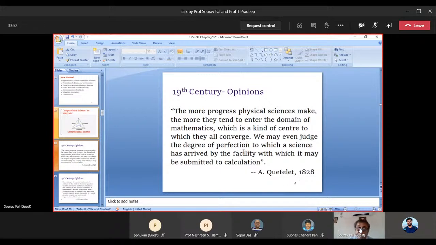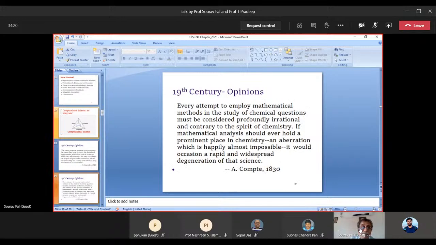from 200 years back, which says: the more progress the physical sciences make, the more they tend to enter the domain of mathematics, which is the kind of center to which they all converge. We may even judge the degree of perfection to which a science has arrived by the facility with which it is submitted to calculation. So you can see almost 200 years back, there is a prediction that in physical sciences, computation is going to become very, very important. Mathematics is going to become very important.